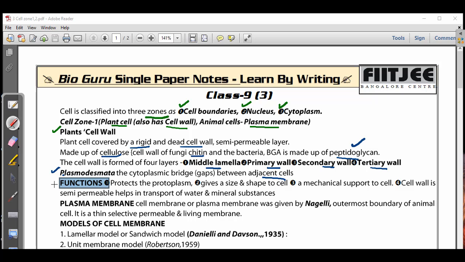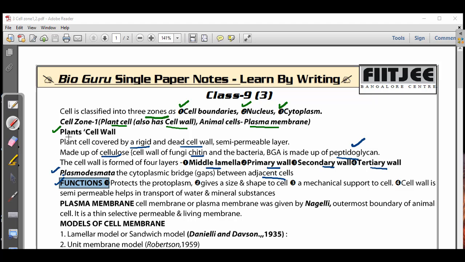Now we look at the functions of the cell wall. As I told you, it is a rigid structure. Obviously, it protects the inner contents of the protoplasm, gives a specific shape and size, and plays a major role in the mechanical support of the cell. As it is a semi-permeable membrane, it also helps in the transportation of water and mineral substances.